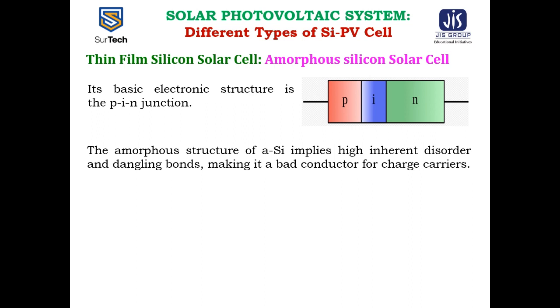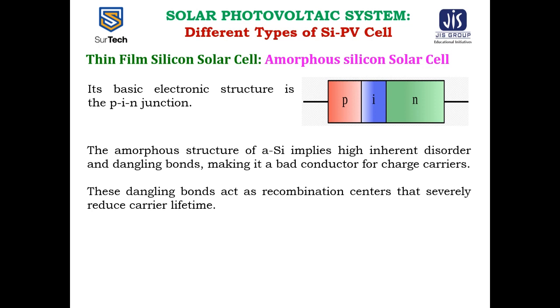The amorphous silicon solar cell: the basic structure of this type of solar cell is the PIN junction, that is the P-type, the insulator (intrinsic) and the N-type. The amorphous structure of silicon implies a high inherent disorder and dangling bonds, making it a bad conductor for charge carriers. These dangling bonds act as recombination centers that severely reduce the carrier lifetime.